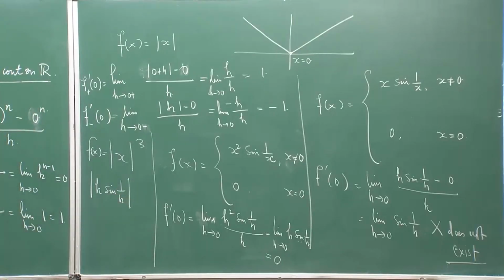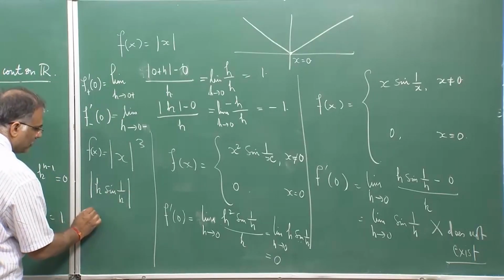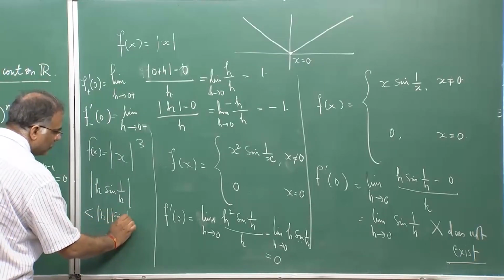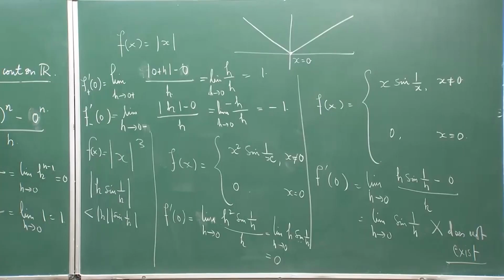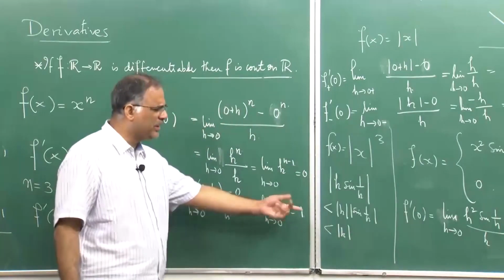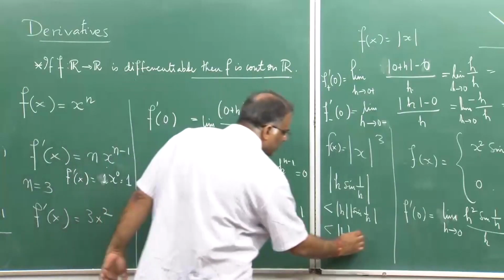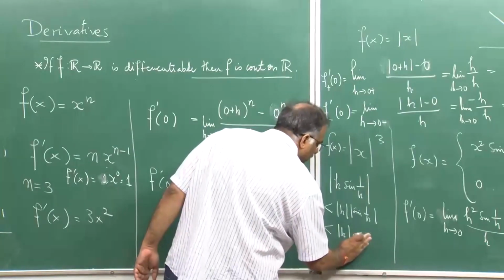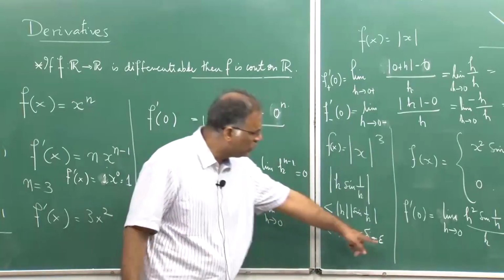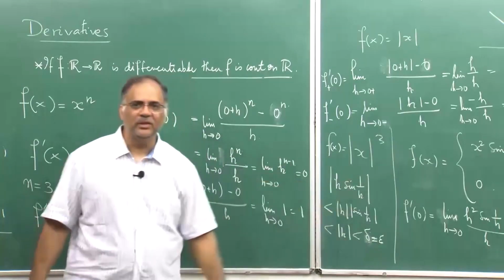I have to show that whenever mod h is less than delta, this is less than mod h times the sine of something, which is less than mod h. So whenever mod h is less than delta, if I choose my delta to be equal to my epsilon, then this will immediately show me that h sin h has the limit 0.